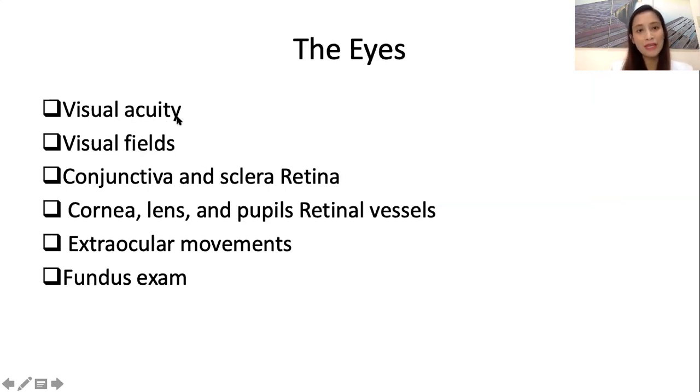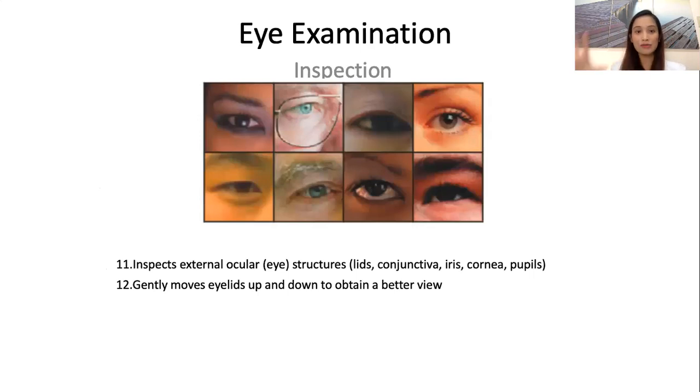For the eyes, these are usually the things that we examine: first, your visual acuity, your visual fields, your conjunctiva and sclera, and then your retina. Usually the retina and the retinal vessels we are able to examine using fundoscopy. But as I mentioned, it will be discussed with you by the ophthalmology group. I think they're the better experts on that. And then you also examine the cornea, the lens, and of course your pupils, very easy to examine, and your extraocular movement. So in the fundus exam, you will see your retina, retinal vessels, the optic disc, and then the macula.